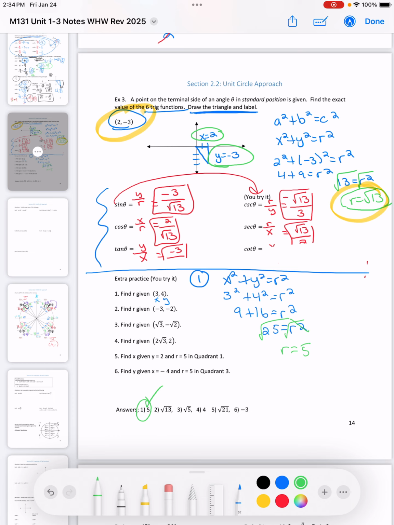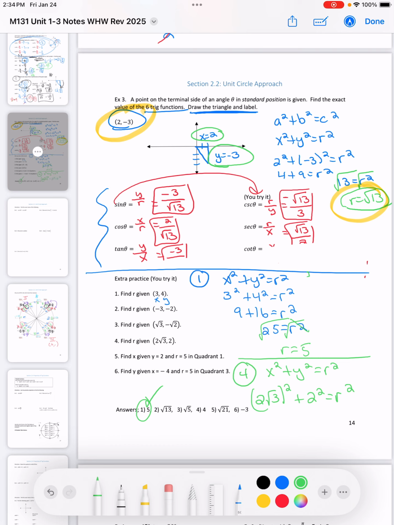All right, let me try another one of these. I'm going to come down and try number 4. I'm going to leave some for you guys to try too. So number 4, same thing. X squared plus y squared is equal to r squared. I'm going to plug in 2 square roots of 3 squared plus 2 squared is equal to r squared.